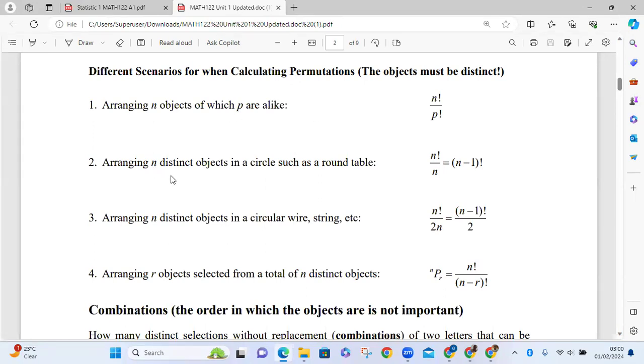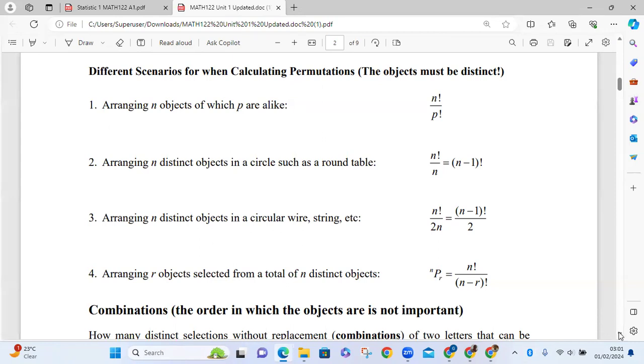Second, if you are arranging n distinct objects in a circle, such as a round table, it is n factorial over n, which is n minus 1 factorial. If you are arranging n distinct objects in a circular wire or string, it's n factorial over 2 times n, which can be simplified to n minus 1 factorial over 2. And if you are arranging r objects selected from a total of n distinct objects, that would be nPr, n factorial over n minus r factorial.